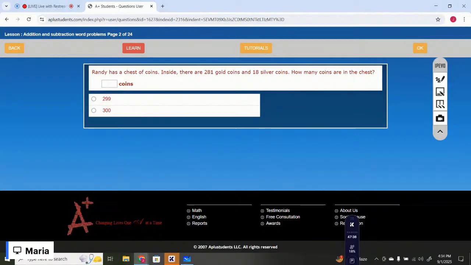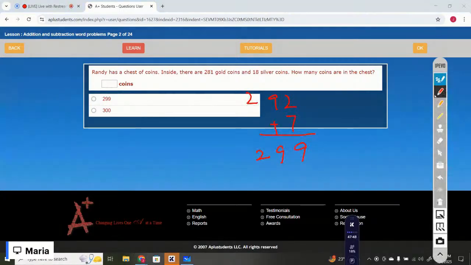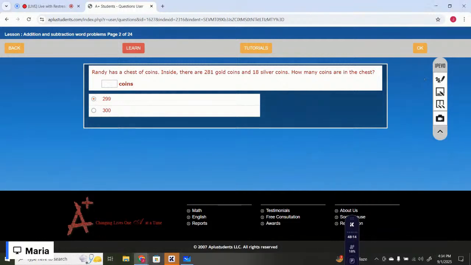Randy has a chest of coins. Inside there are 281 gold coins and 18 silver coins. How many coins are in the chest? 281 and 18. So 8 plus 1 is 9. 8 plus 1 is 9 and 2. 299. That is 299. Option number 1 is the correct option.